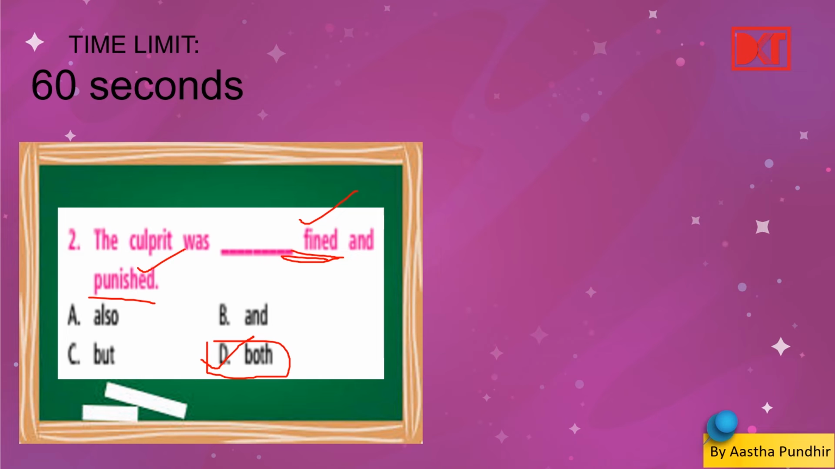Alright, then we have also, which is used when we're talking about in addition to something happening. Then and, here we have and already used, so we will not be using and here. But is used for contrasting statements. Okay.